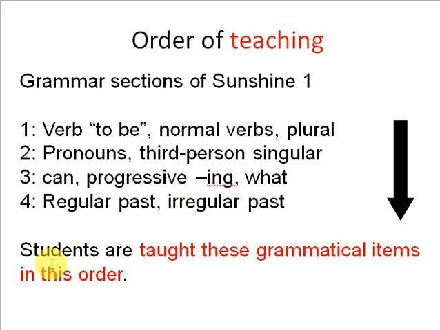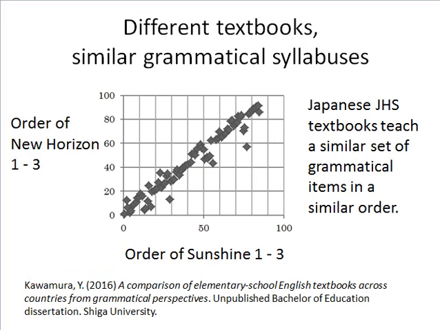So the students, junior high school first year students, are taught these grammatical items in this order. So they are first taught these, next they are taught these. And actually, we have different textbooks in Japan, but they adopt similar grammatical syllabuses.